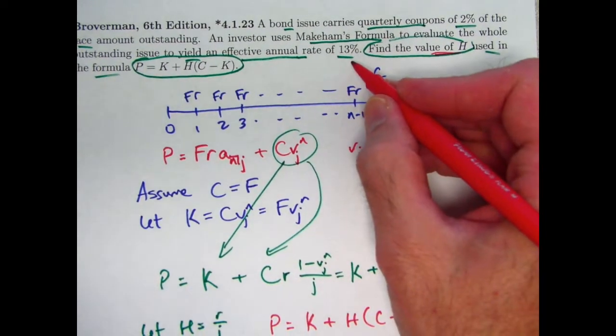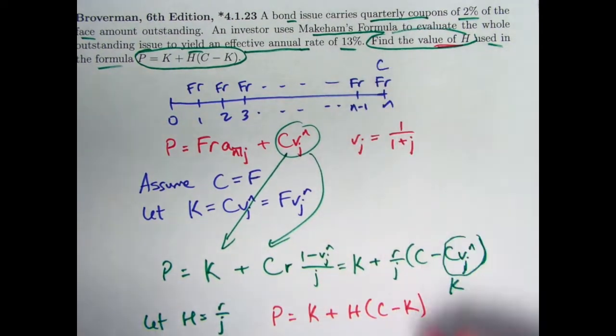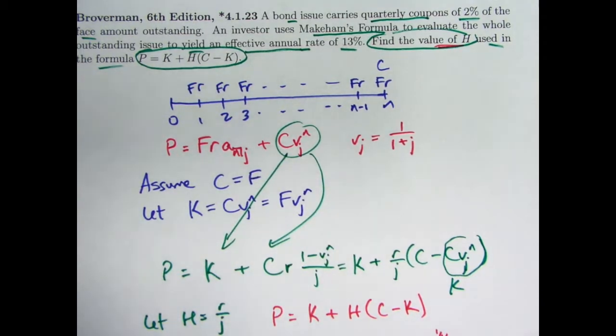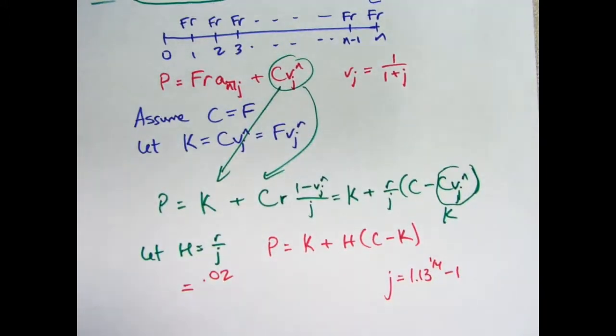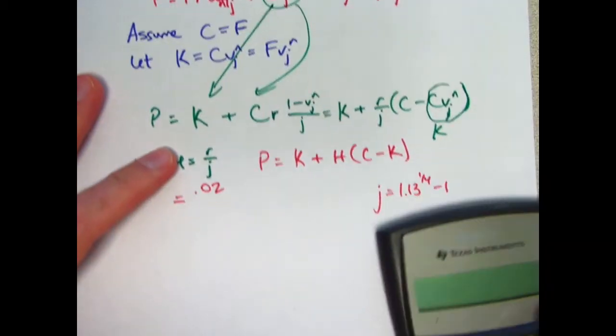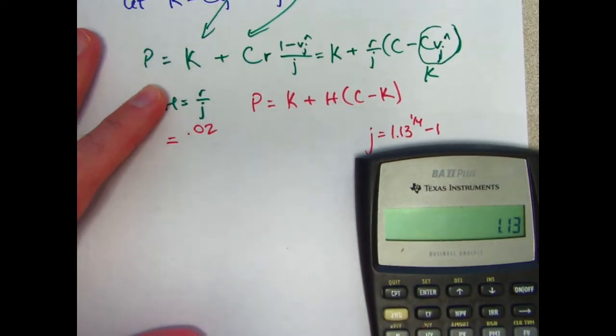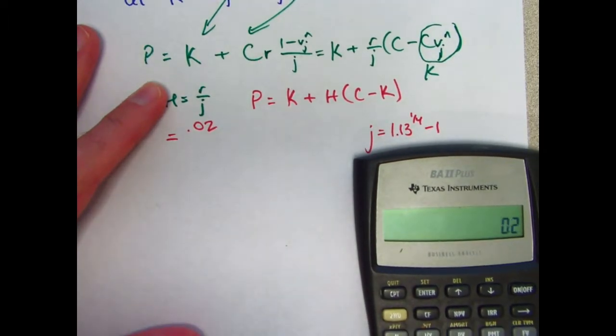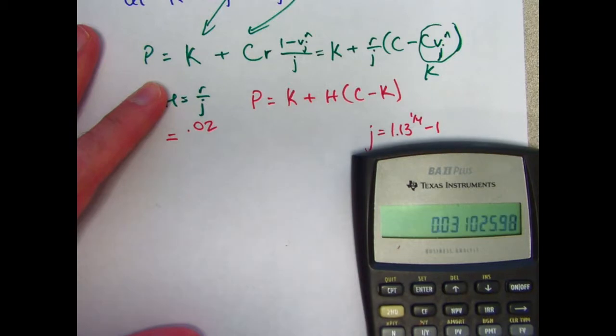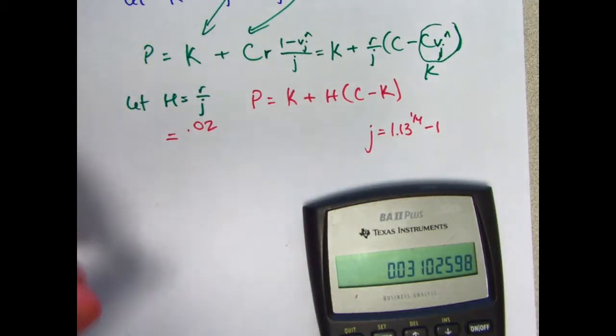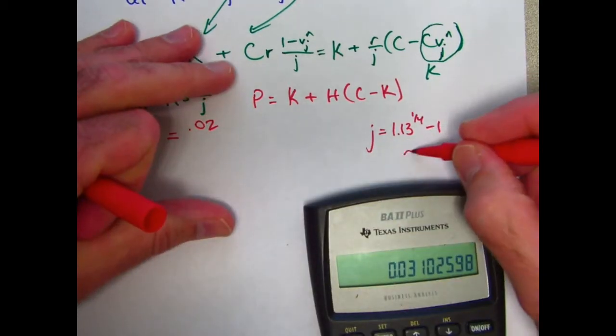J is related to 13%, but it does not equal 0.13. J, if you think about it, is going to be 1.13 to the 1/4 power minus 1. It's going to be an effective quarterly rate for the yield, the effective quarterly yield. So let's find that. 1.13 raised to the 0.25 power minus 1. J is approximately 0.031.